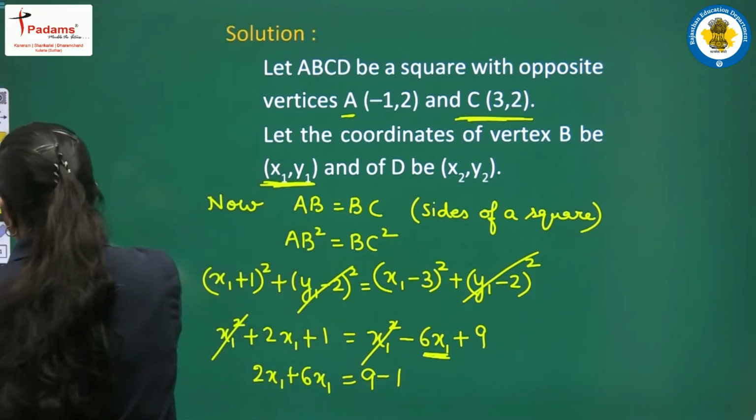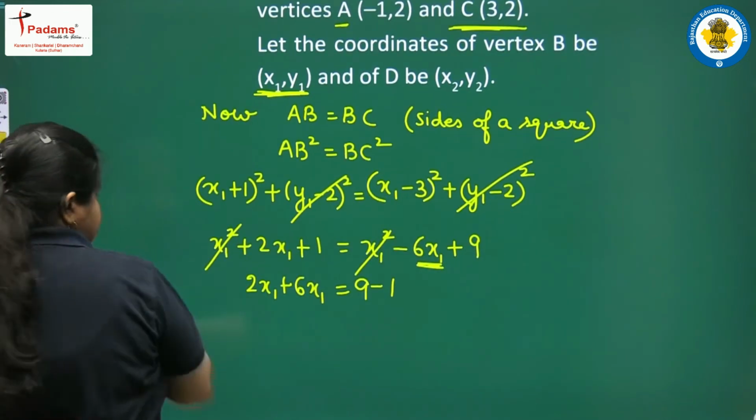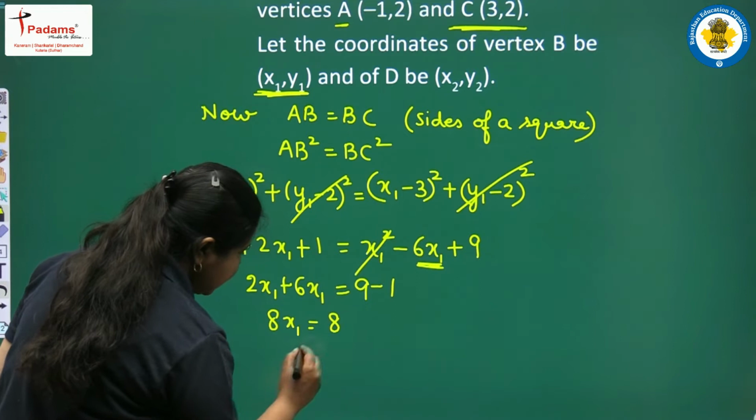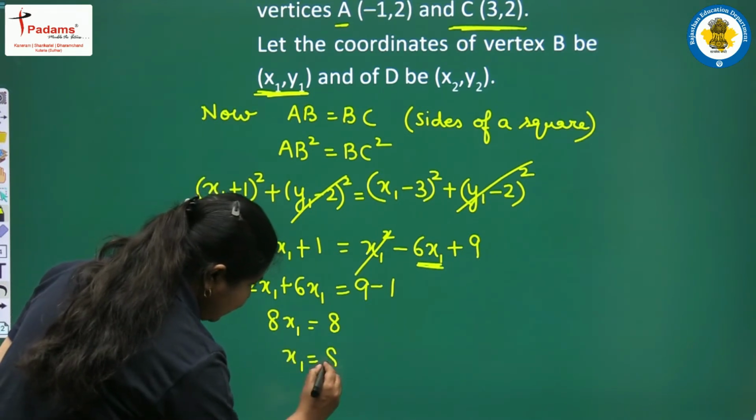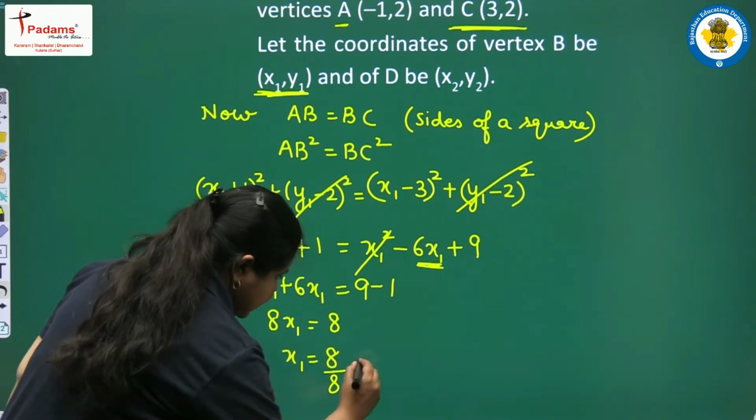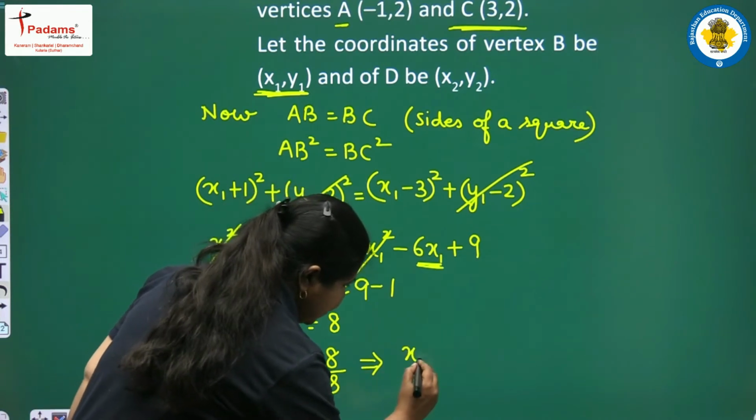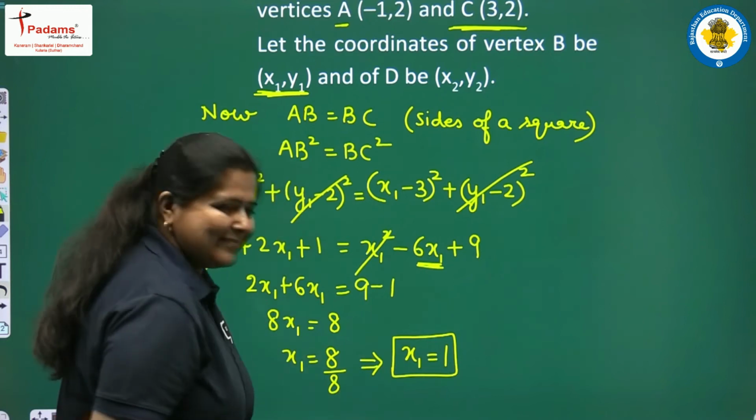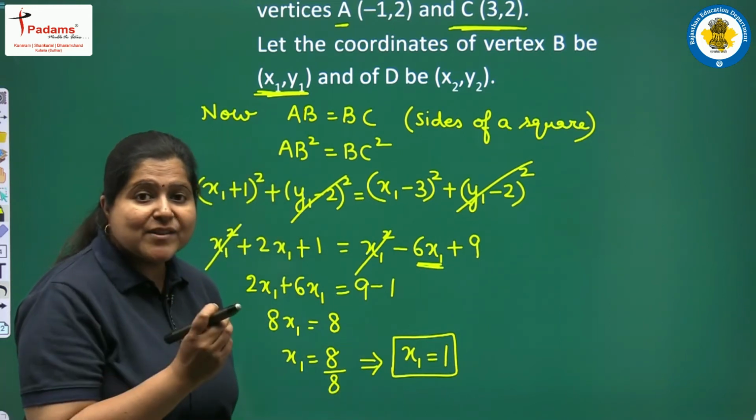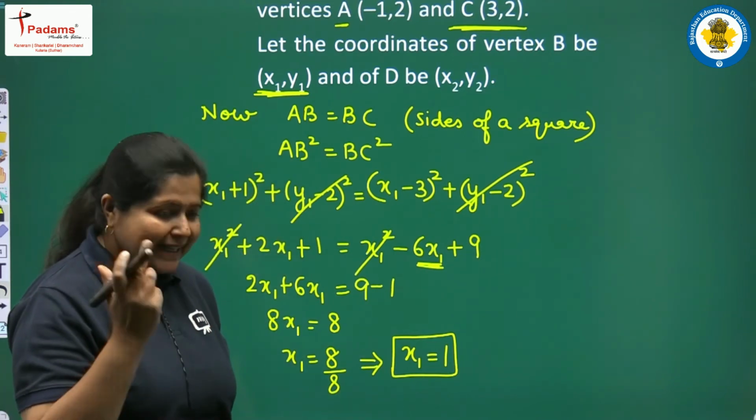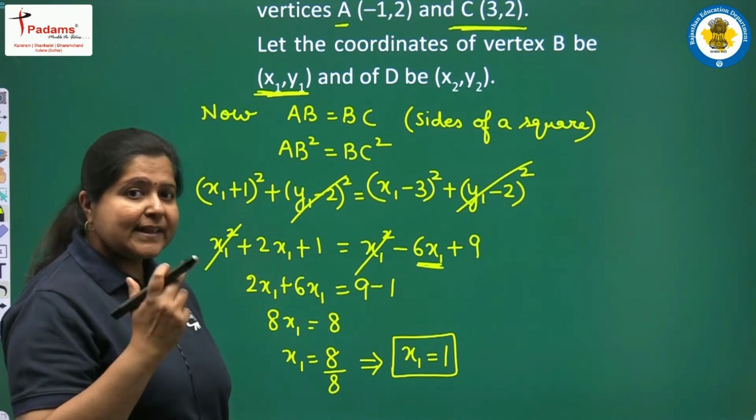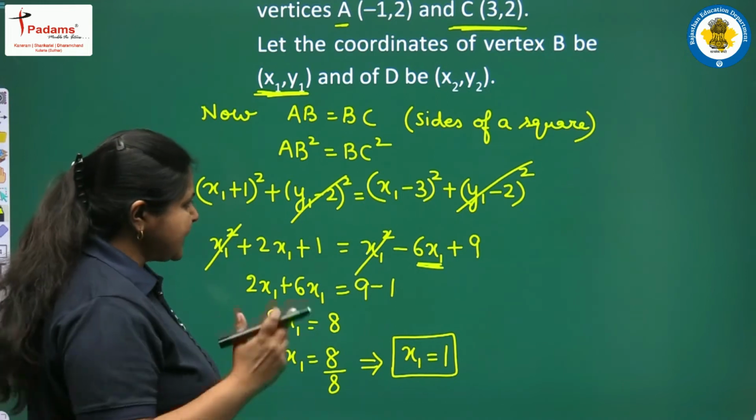Again on simplifying, what we get? This will become 8 times x1 and here we will have 8. This gives us the value of x1. 8 upon 8, or we can say x1 is equal to 1. Okay, we have got the x coordinate of point B. Now we need to find the y coordinate of point B. Let us go further and take one more information from that square.